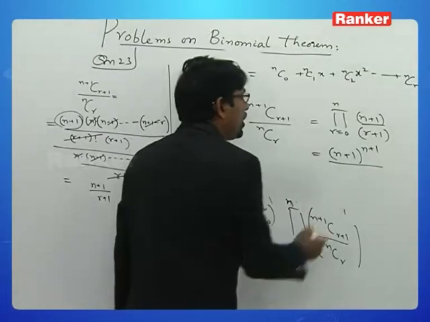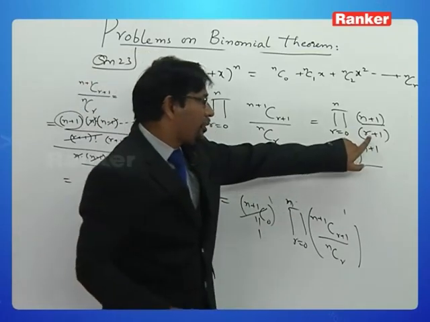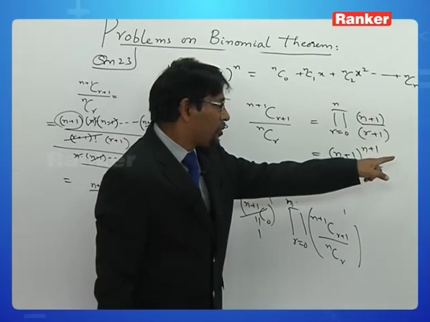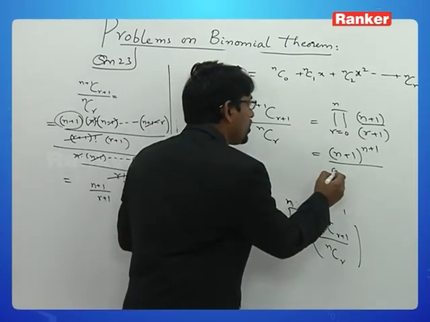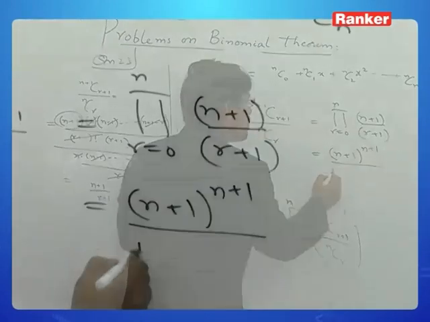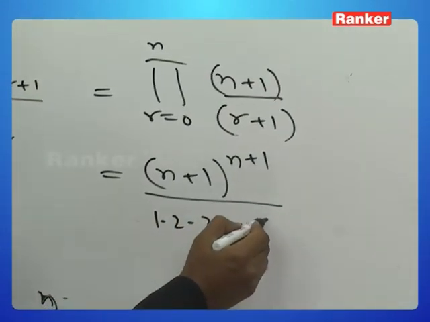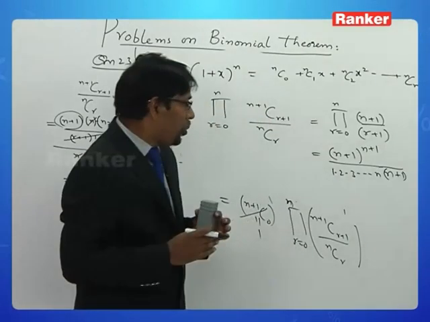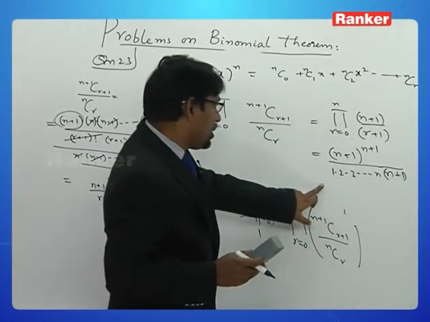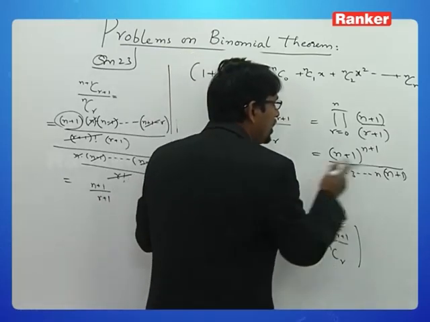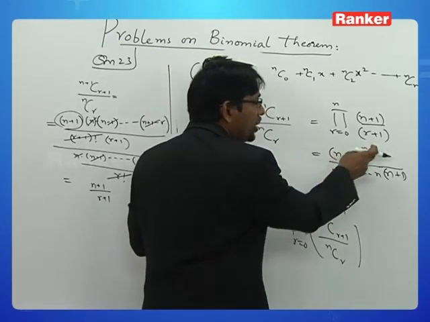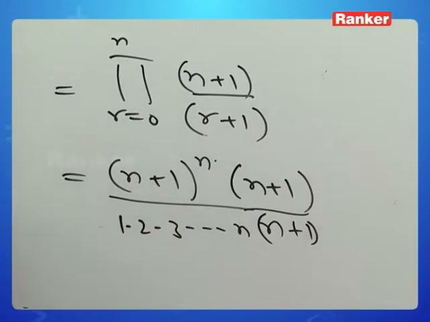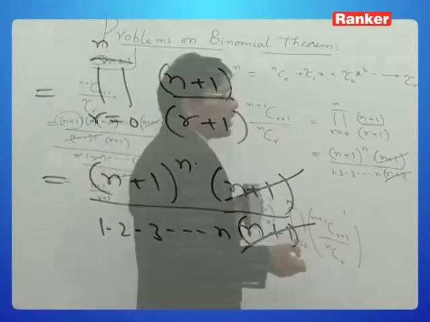And in the denominator, when you take r equal to 0, we get 1, and when you take r equal to 1, you get 2. So we will get 1 into 2 into 3, and so on up to n into n plus 1. Clearly, the numerator has n plus 1 power n plus 1, so we will take out one n plus 1 from here, and this n plus 1 and this n plus 1 will cancel out.